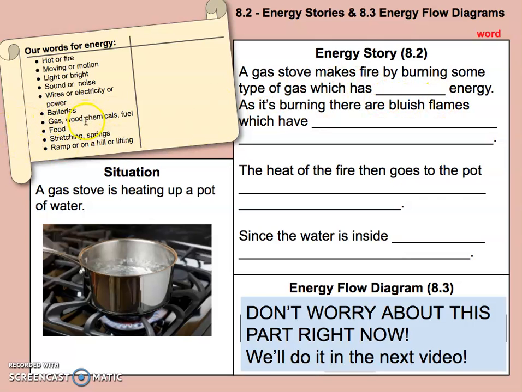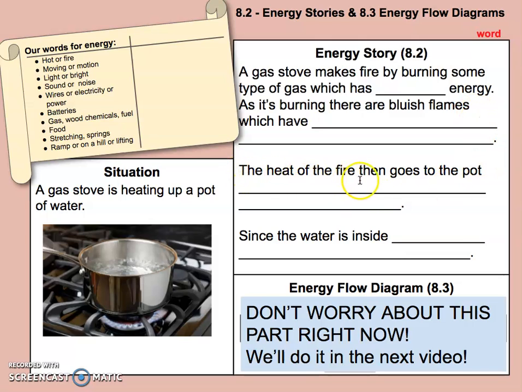There should be a comma between wood and chemicals, my bad. You could call it chemicals energy, you could call it fuel energy. It's not actually wood energy, but it's kind of related to wood energy. So whichever one of those you would like to use is cool. And as it's burning, there are bluish flames, which have, again, some different types of energy here, up to 3 different types of energy that you can describe. If you only have 2, that's okay, but you want to make sure you have at least 2 different types of energy from those bluish flames.